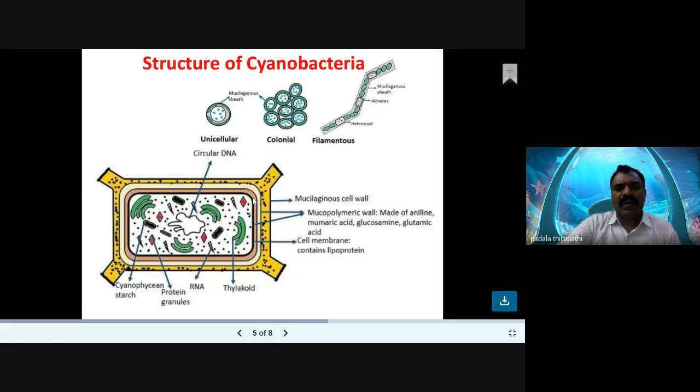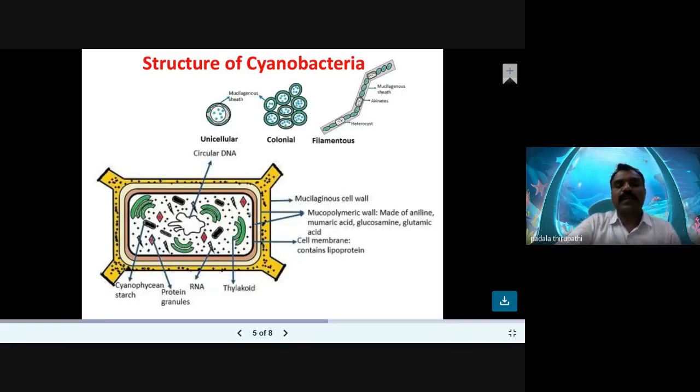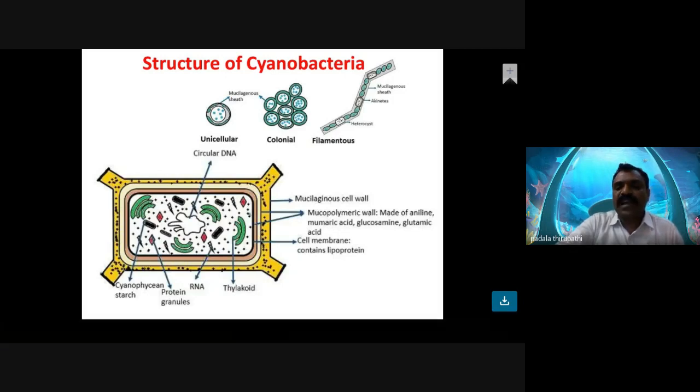And then afterwards, the plasma membrane or cell membrane is also observed. Beneath the cell wall of any plant cell or alga, we observe the plasma membrane, which we also call the cell membrane. The cell membrane is made up of lipoproteins, that is, proteins and lipids.